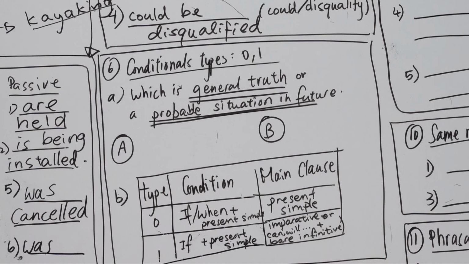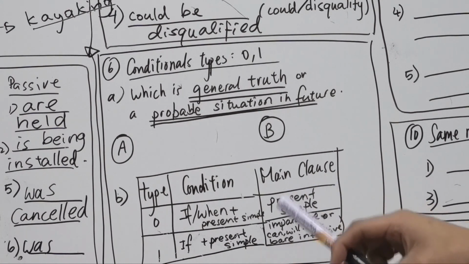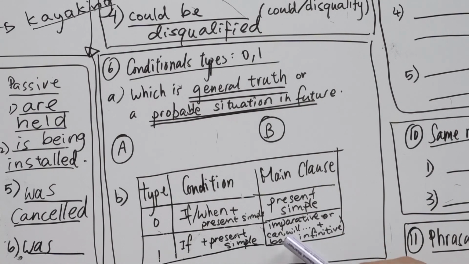If plus present simple, and then imperative, right? Imperative or modal, will, can, may, must, plus bare infinitive. Bare infinitive means you don't change the verb. Bare means stay the same. So go, run, jump, eat, bare, okay? So what does imperative mean? Imperative.